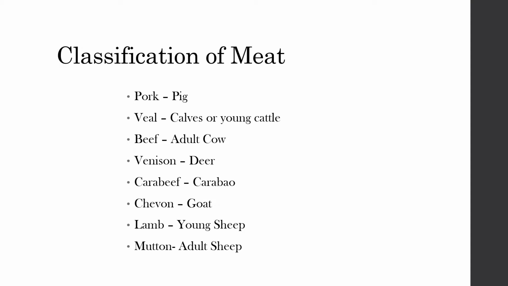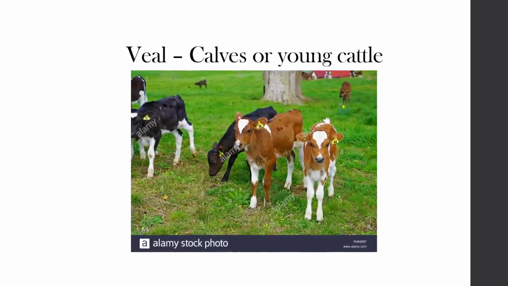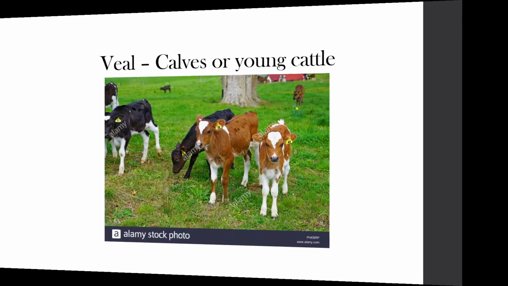Okay, so we have the adult sheep. So, ang kanyang karne ay mutton. Okay, so this is an example. So, sa mga hindi pa nakakita kung anong baboy, so this is the pig. The veal for young cattle, yung mga batang baka. Yan. Mas tender ang kanilang mga karne.